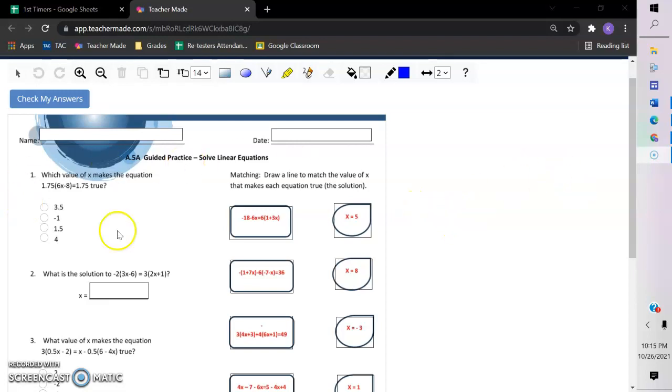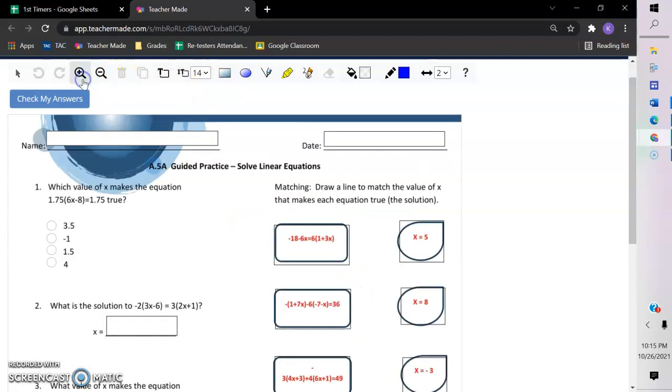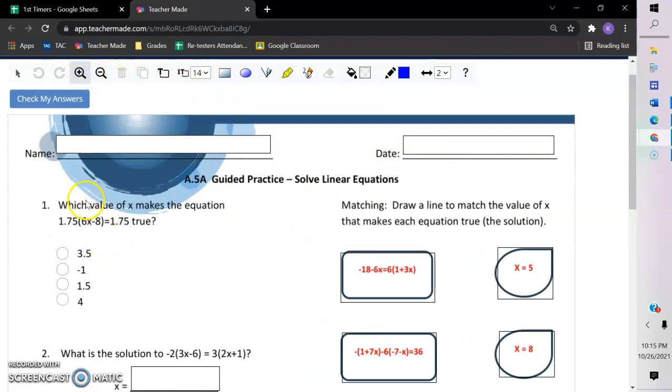Okay, so we're gonna work on some of these together, so that way you guys can be practicing on doing this on your own for the next assignment. As you can see here, I'm gonna make it a little bit bigger, that way we can see. It says, which value of x makes this equation true.